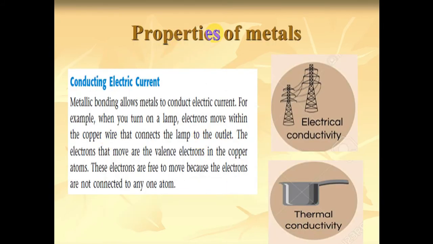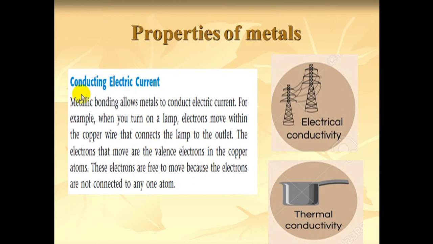Properties of metals because of metallic bond. The metallic bonding allows metal to conduct electric current. For example, when you turn on a lamp, electrons move within the copper wire that connects the lamp to the outlet, and the electrons that move are the valence electrons in the copper atoms. These electrons are free to move because they are not connected to any one atom.